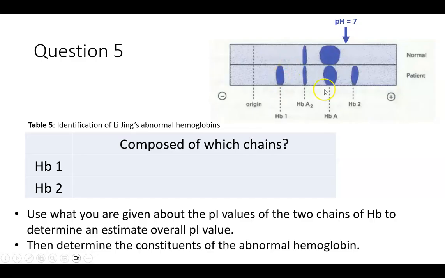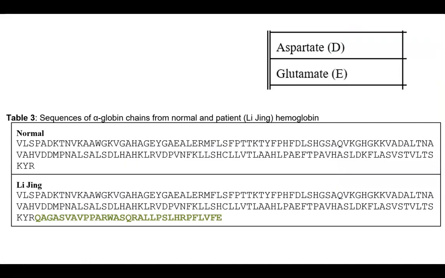So it's very basic. So we just have to figure out what kind of combination would give us something more basic than normal, what kind of combination would give us something more acidic than normal. So again, if I look here at her hemoglobin, again, look at this extension. This is what makes her alpha chains different. We already went through this and saw that we had arginines, and we didn't have any lysines, but we had those arginines.